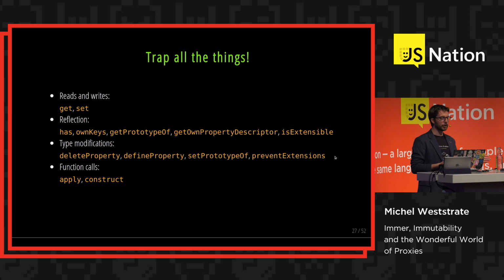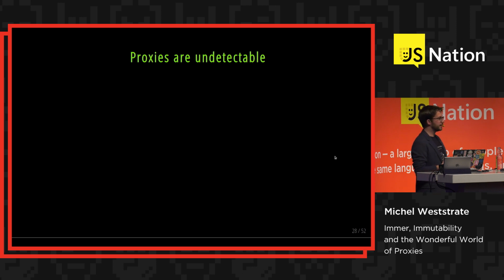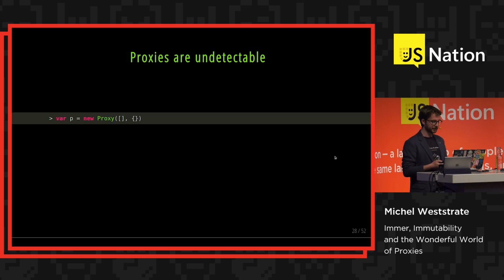So that's quite powerful, also quite scary, but quite powerful. And the interesting thing is, proxies are completely undetectable. At least from code perspective, you cannot reflect and see that you're interacting with a proxy. That is entirely hidden to you. You can see it in the debugger, but not from your JavaScript code.